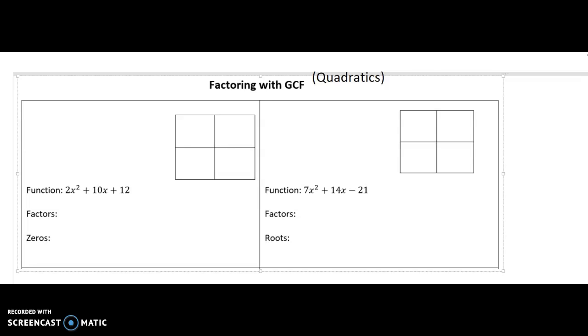Hello guys, today we're going to be doing factoring quadratics with the greatest common factor. That is what the GCF stands for. Again, make sure that you write down anything I say or anything that you might find important. So let's go ahead and get started.